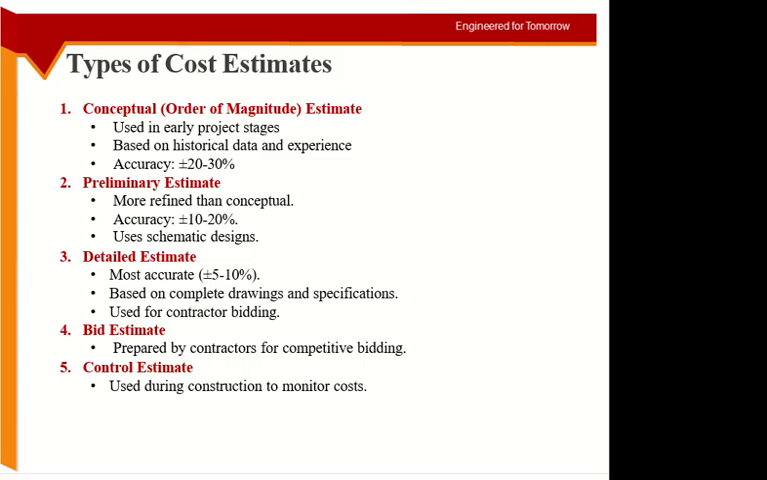Okay, but the point was between the third and the fourth type of estimates, the main difference is the perspective. Third one is from the perspective of client and the consultant. The next one is from the perspective of the contractor. Okay, and then we have the control estimate, in which you break down the cost further for each activity and for each item as well.